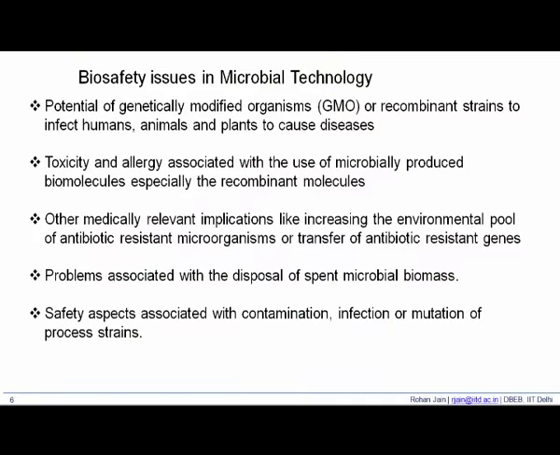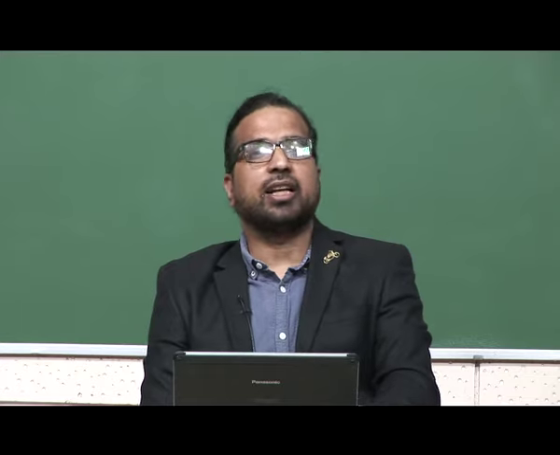Then you also have to take care of safety aspects in microbial technologies associated with contamination, infection or mutation of the process strain. If you have a strain that gets contaminated with something else, or if it is so contaminating that it contaminates something else you are also working on, that is not very good. Also, whether the strain is safe to work with, and whether it will mutate to a more dangerous strain. That is always a challenge.